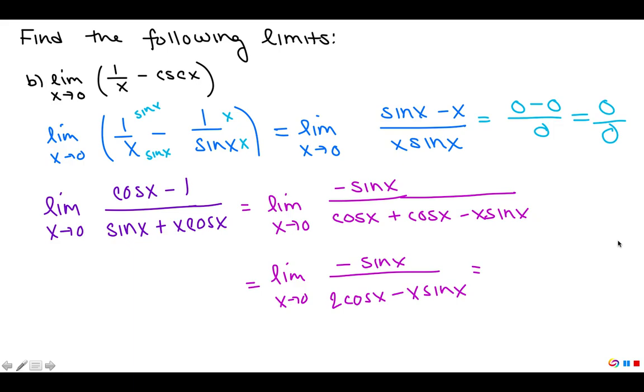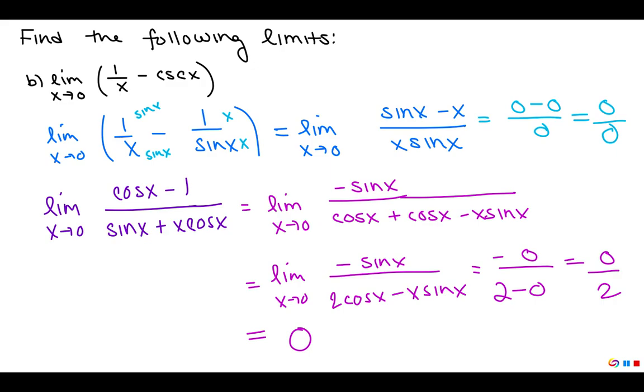So now I'm left with limit as x goes to 0 of negative sine x over, if we combine like terms, 2 cosine x minus x sine x in the denominator. All right, let's hope this was enough. Let's plug in 0, see what we get. So negative sine of 0, that's 0. 2 cosine of 0, that's 2 times 1 or 2. And then 0 times sine of 0 is 0. So I end up getting 0 divided by 2. That's no longer indeterminate. 0 divided by 2 is just 0. And that's my final answer.